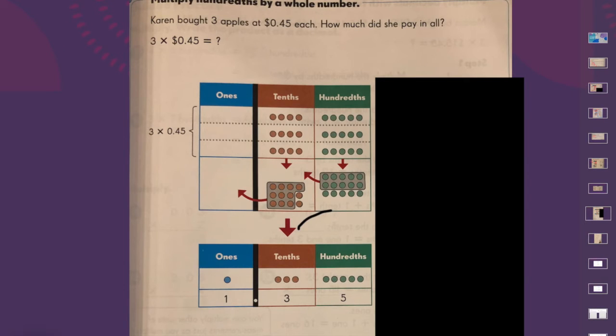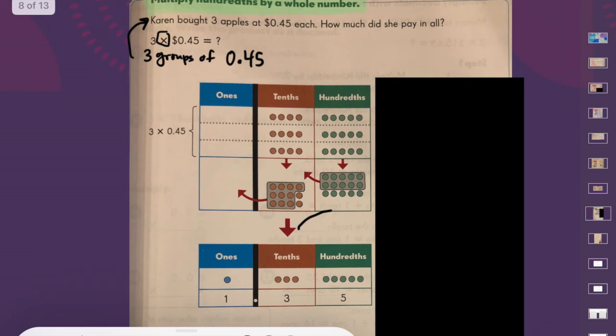Now that we've looked at multiplying tenths by a whole number, let's see how this works when we multiply hundredths by a whole number. So we have a problem here where it says Karen bought 3 apples at 45 cents each. How much did she pay in all? So we have 3 apples that cost 45 cents each. So that's like saying 3 groups of, remember that's what multiplication means, groups of 45 hundredths.